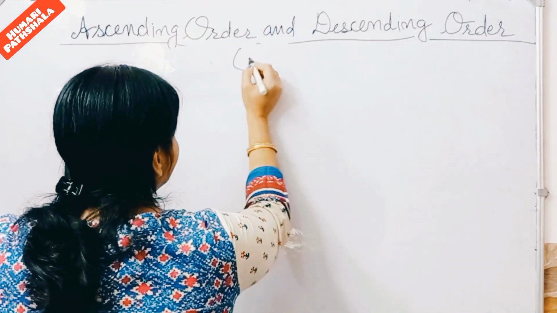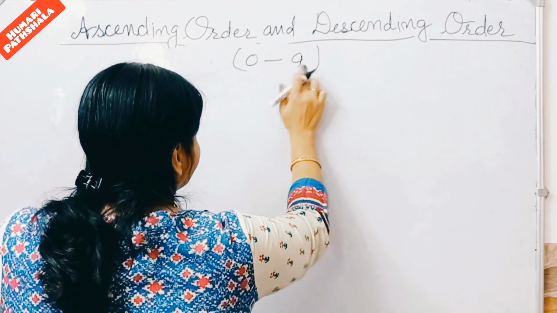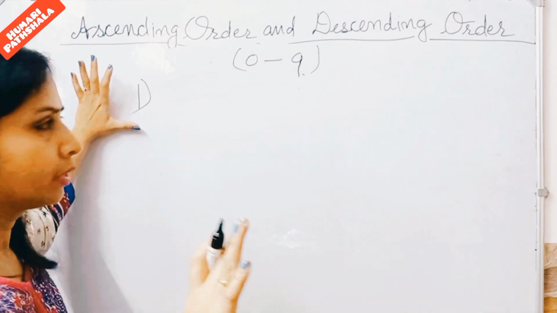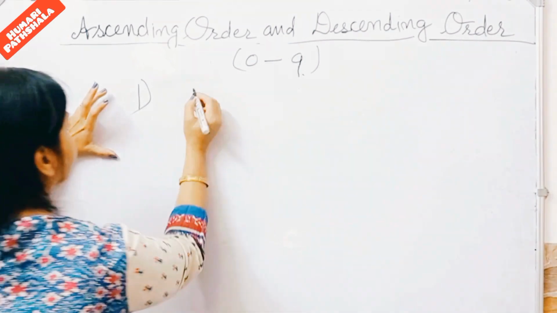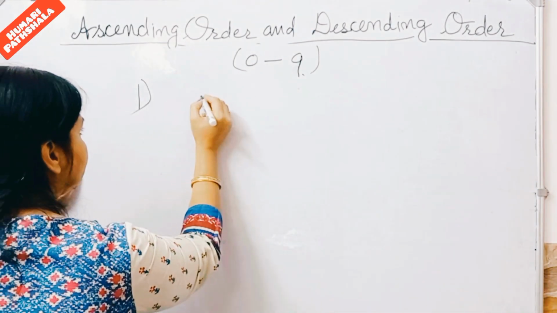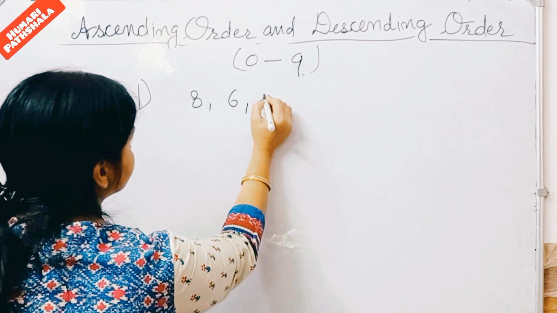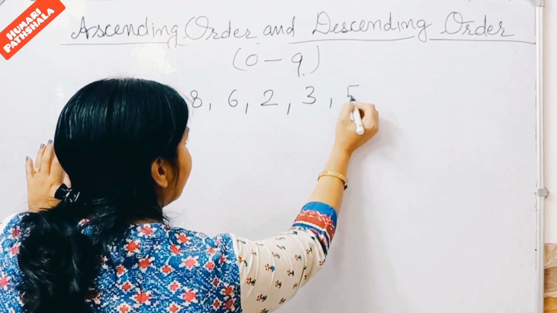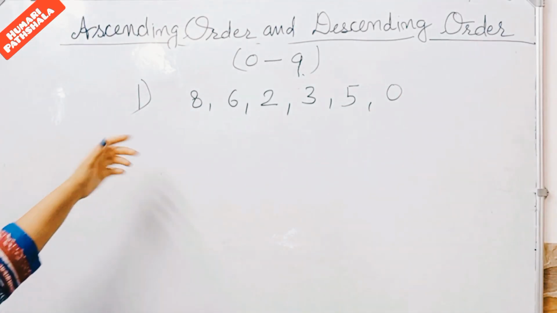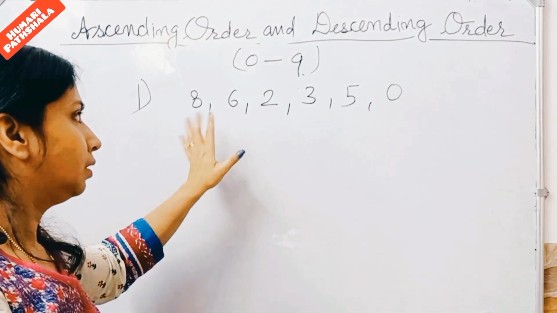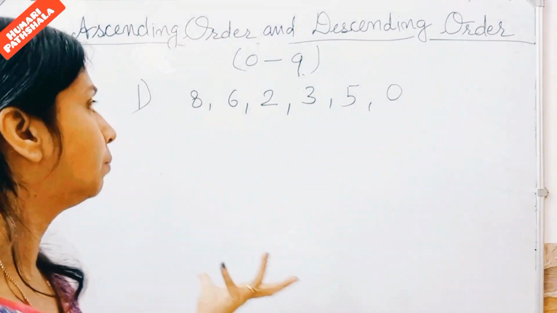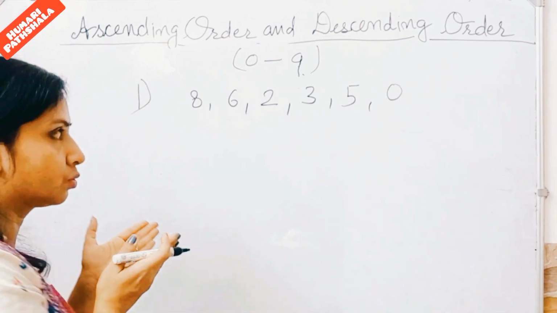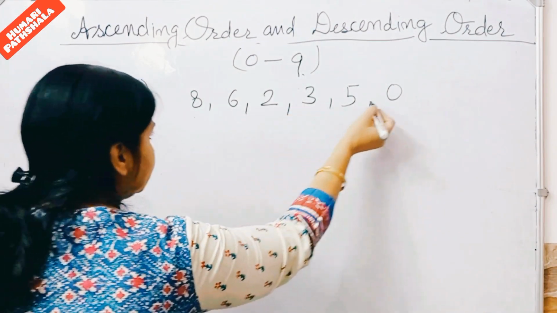Numbers from 0 to 9. I'm giving the first group of one digit numbers. The numbers are 8, 6, 2, 3, 5, 0. So in this set, a total of 6 numbers are in this group: 8, 6, 2, 3, 5, 0.